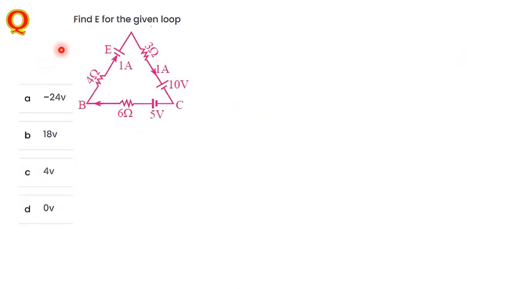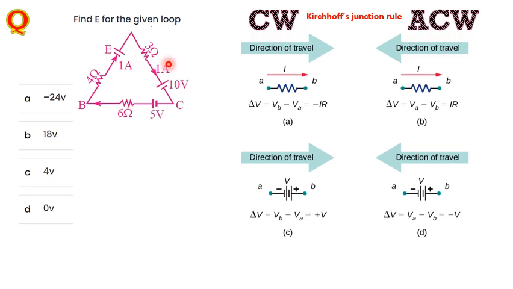Now the next question is to find E in this diagram for the given loop according to Kirchhoff's voltage law. This is about the Kirchhoff voltage law, or loop law. How are you going to find the E value in this case? If you want to understand this better, go through this rule, the Kirchhoff rule for your Kirchhoff voltage law. Suppose, see here, this is about the clockwise direction.